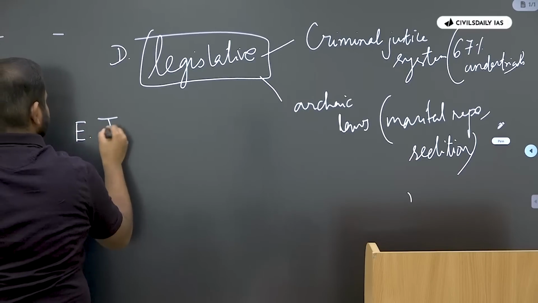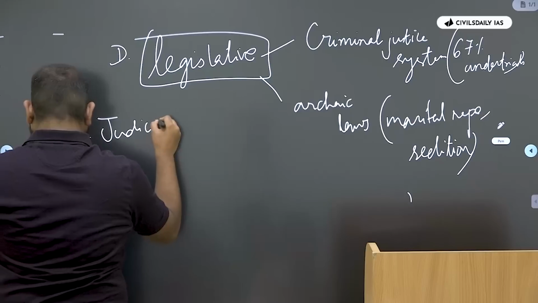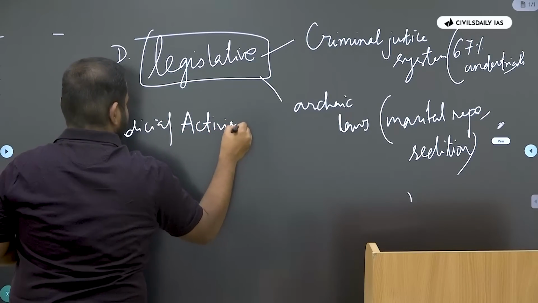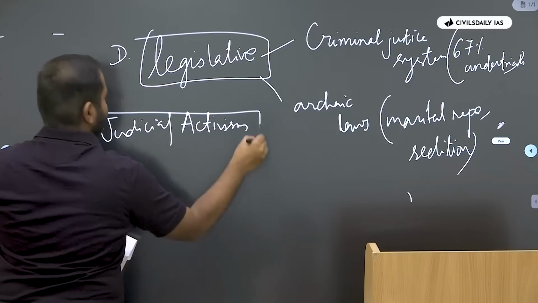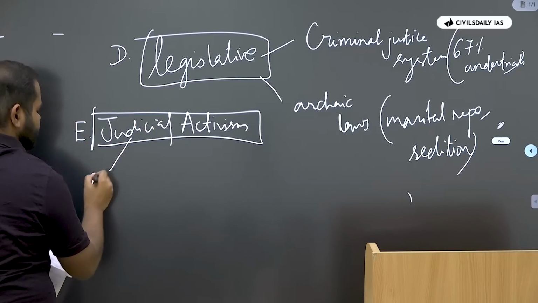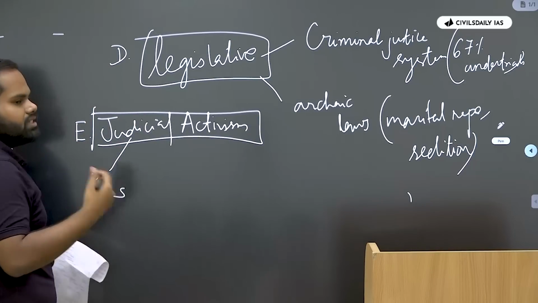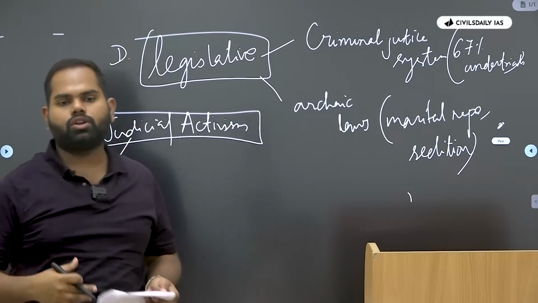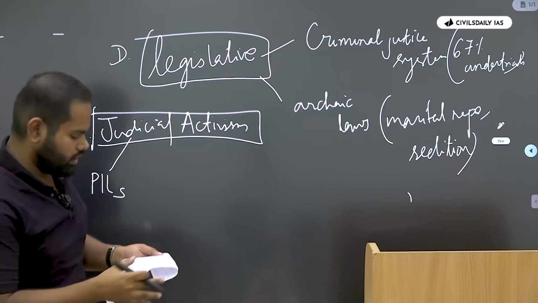That would be judicial activism and everything around that. For this, we have the issues with PILs, and there is an explosion of court judgments because of this. A lot of redundant cases are coming in.